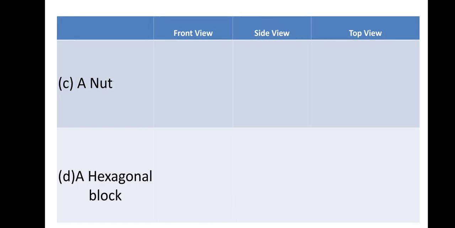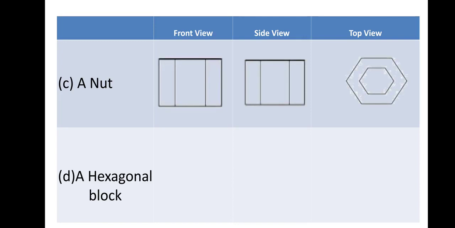Coming to the third part, that is a nut. Here is the front view of a nut. You can see the two side rectangles; their width will not be shown as it is in the figure, they are thinner as compared to the middle one. This will be the front view. The side view will also have these faces, and in the top view you will be able to see the hexagon that is already made on the top of the nut.